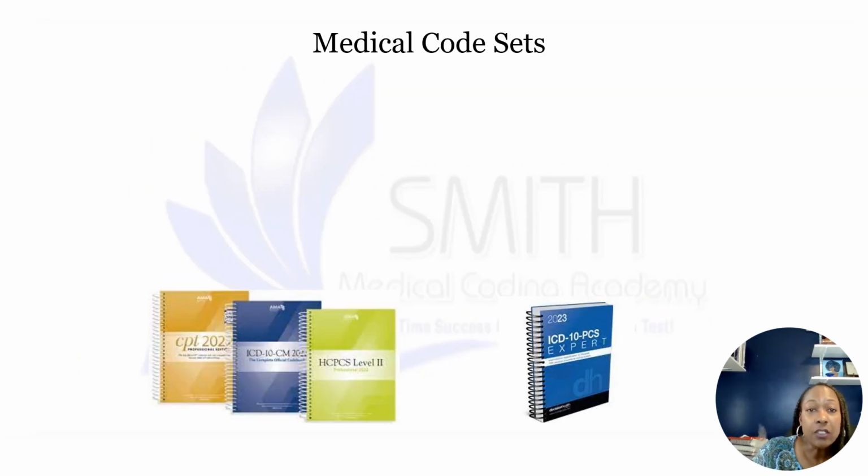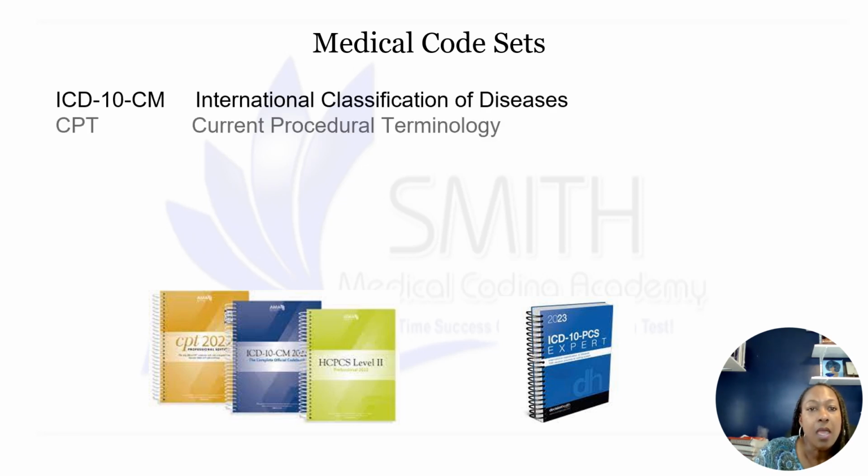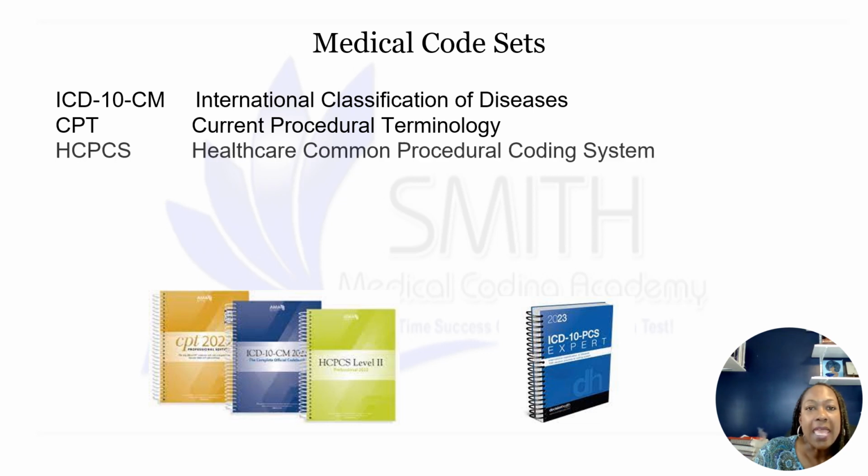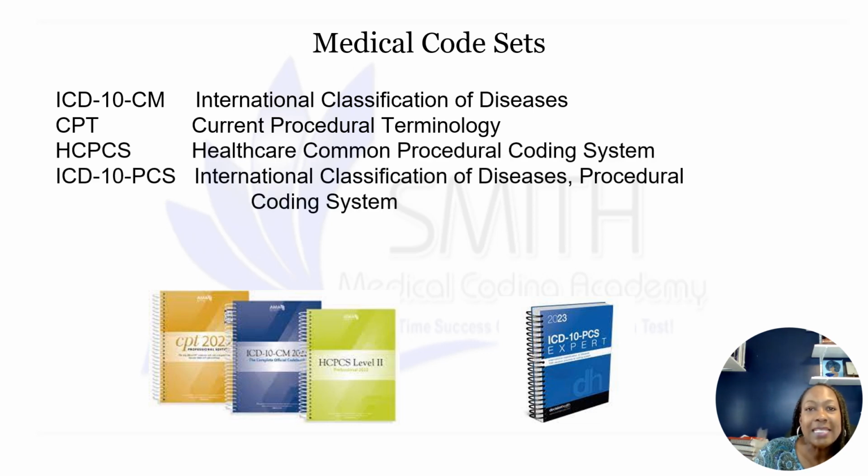So as a reminder, the four code sets are diagnosis coding, CPT coding, HCPCS coding, and ICD-10 PCS coding. If you missed our series, there'll be links below for the very first video that talks about diagnosis coding. We're going to dive a little deeper into current procedural terminology coding, or CPT coding, today.